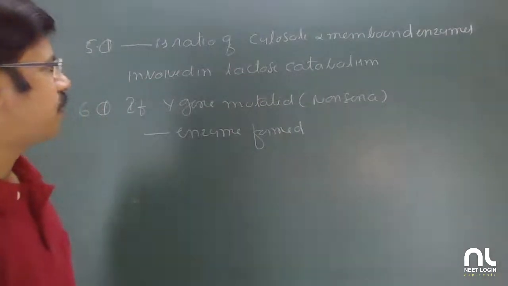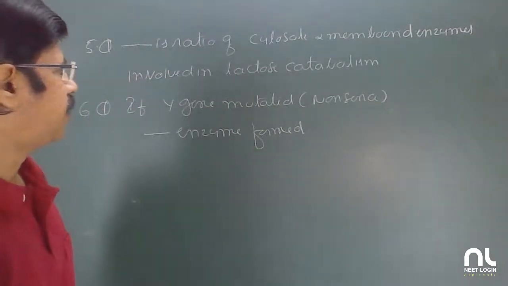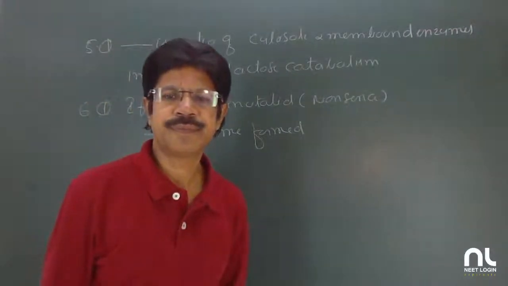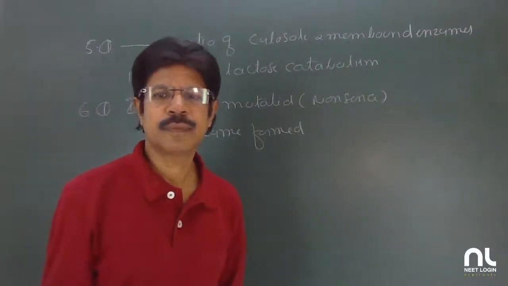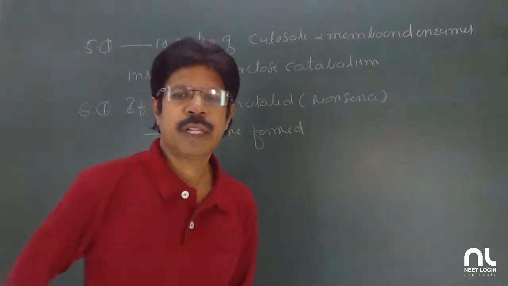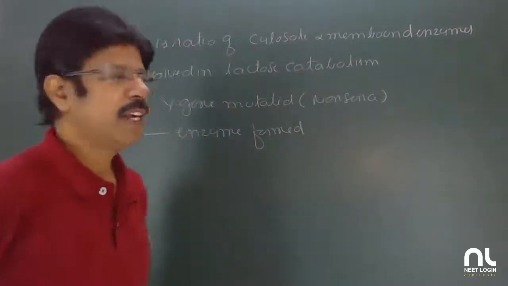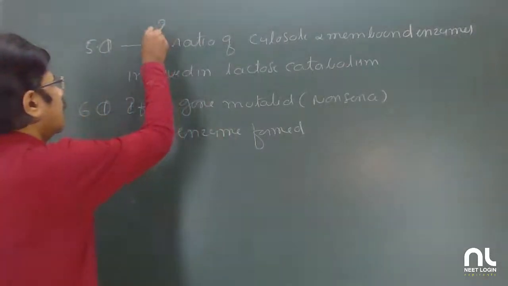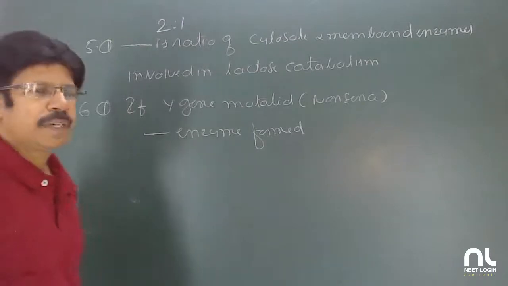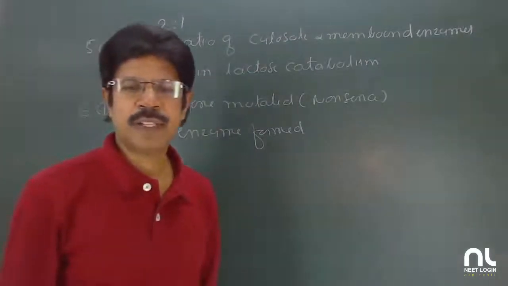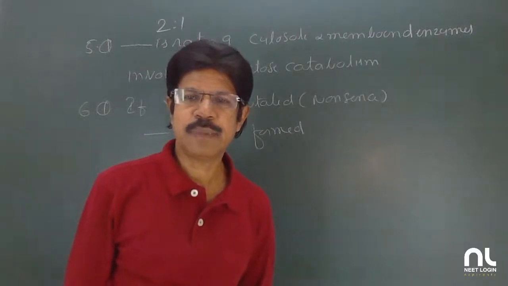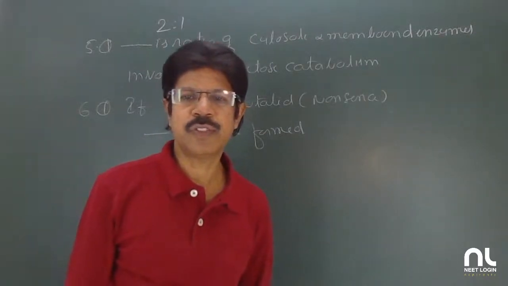Dash is the ratio of cytosolic and membrane bound enzymes involved in lactose catabolism. So Palkavit, Roja, 2:1. Yes, 2:1. Permease is a membrane bound enzyme. The remaining enzymes, beta galactosidase and transacetylase, are present in the cytosol. 2:1.